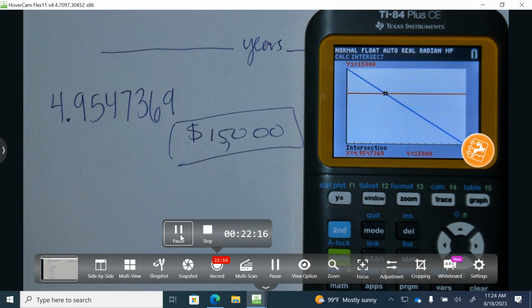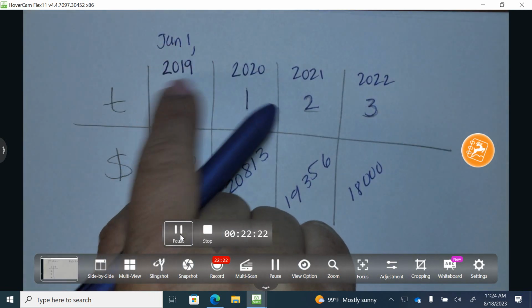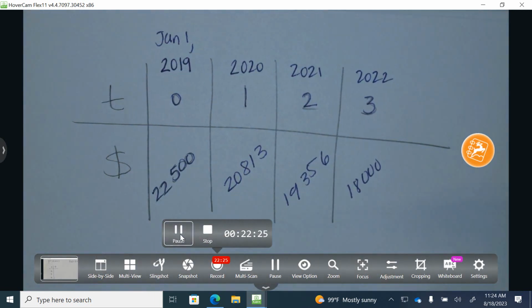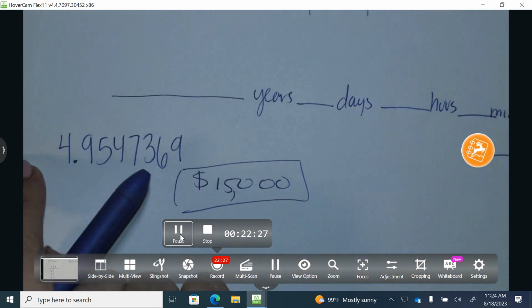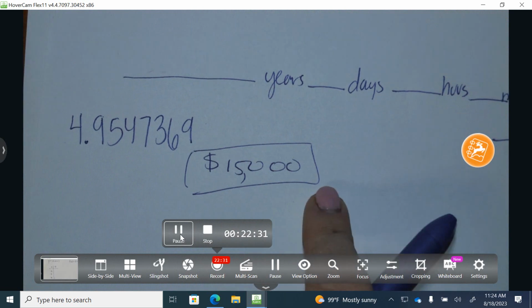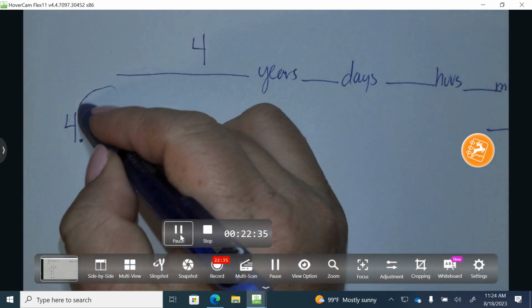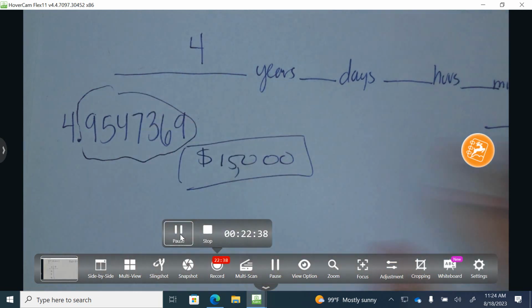What do we do with this intersection point? What does that even mean? That means if we bought our car on January 1st, 2019, if it depreciates at this rate, 4 years later, a car that was worth $22,500 when I bought it is now down to $15,000. So there's exactly 4 years. And notice it's really close to being 5 years.